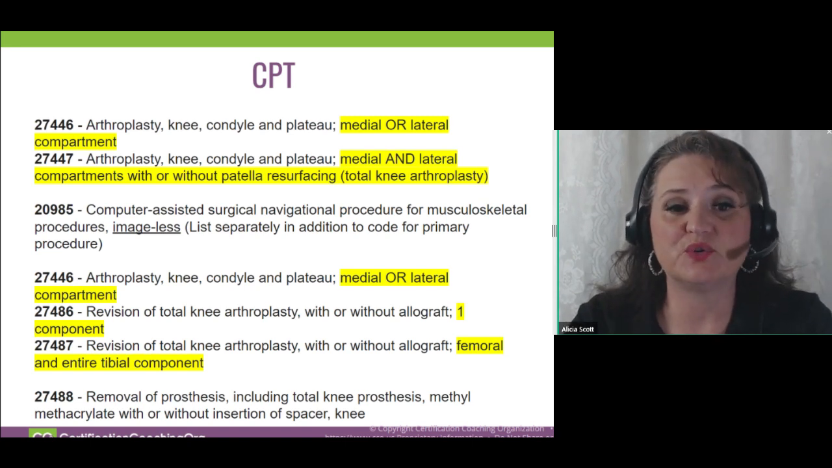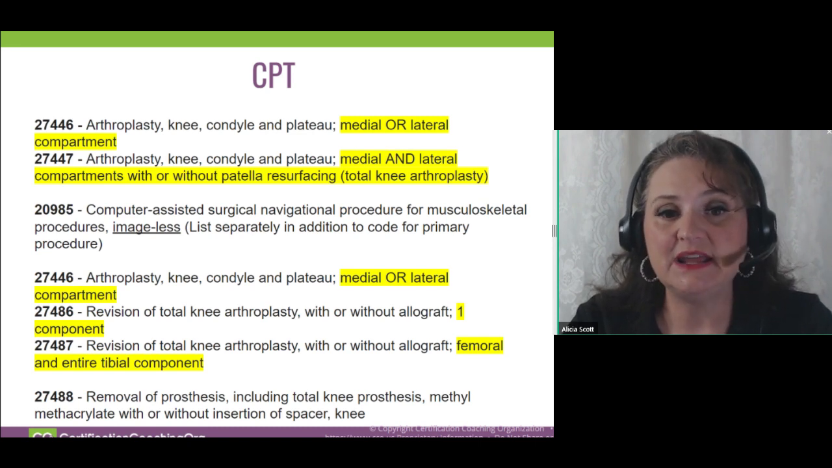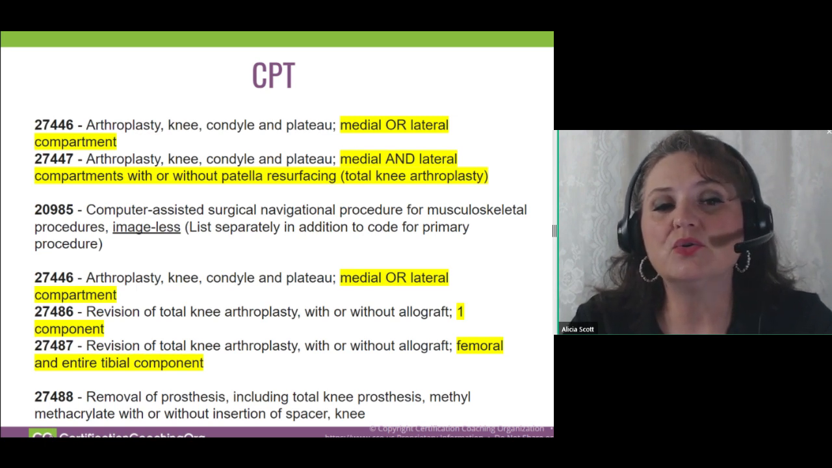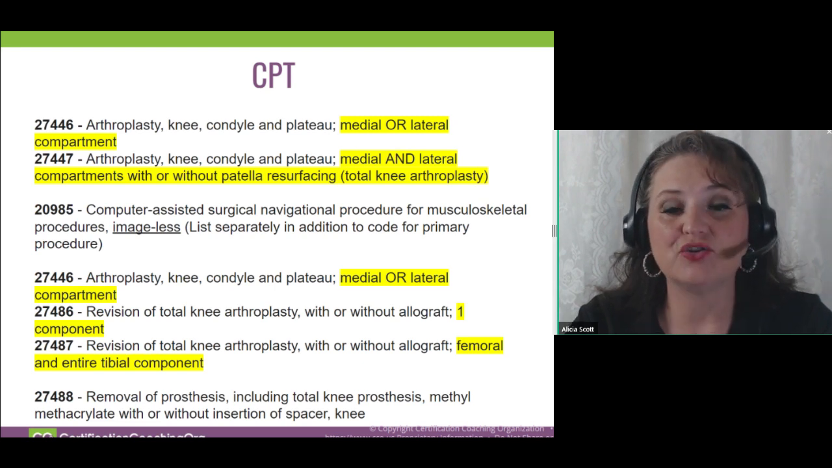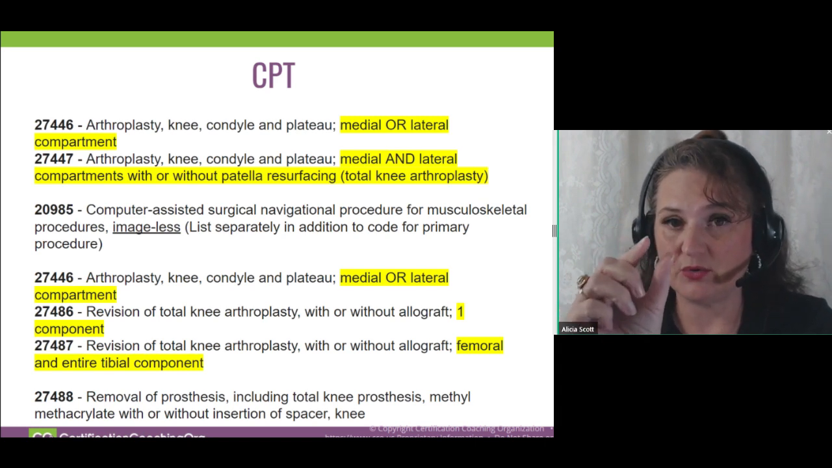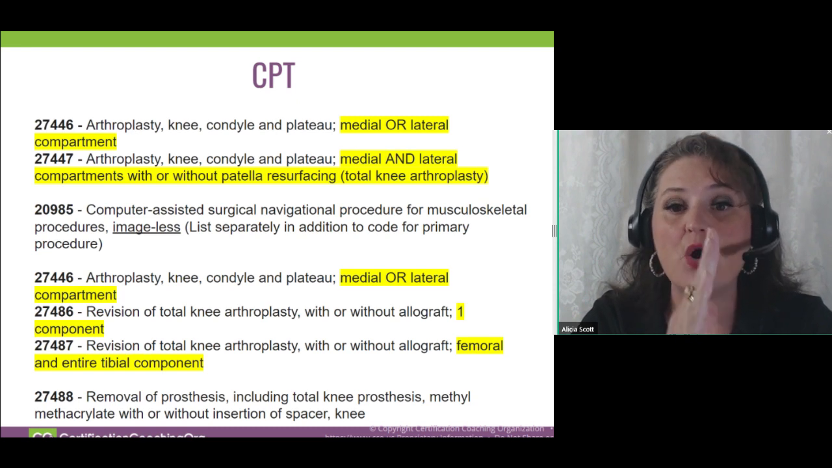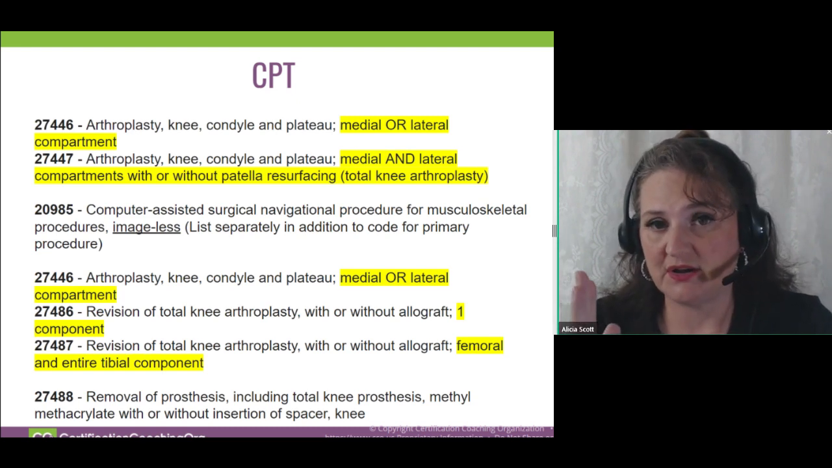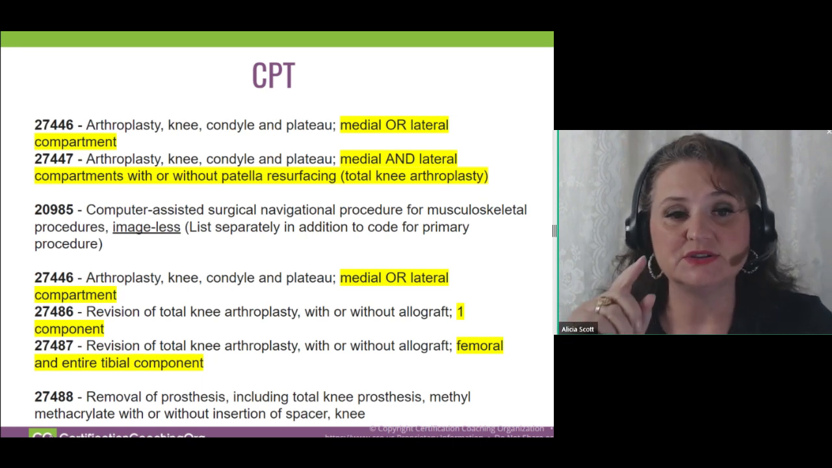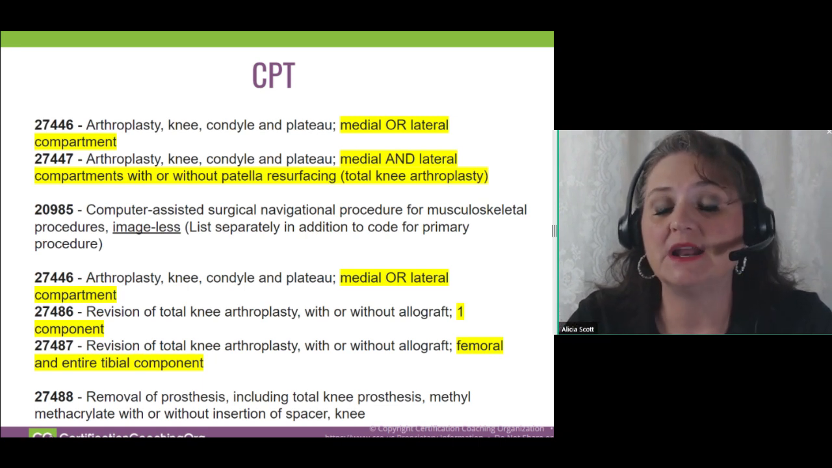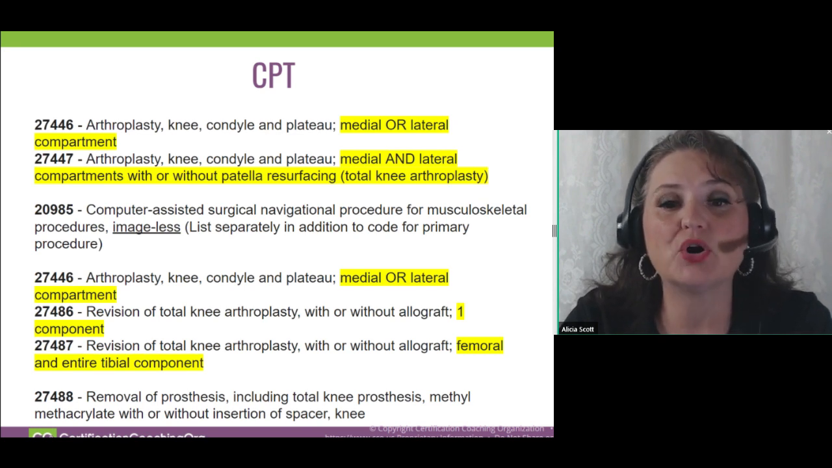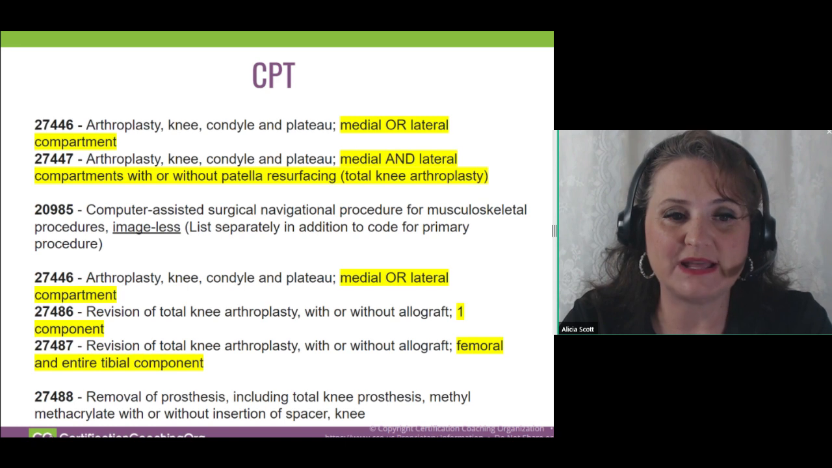The main code 27446, arthroplasty, because that's what we're doing, an arthroplasty of the knee, condyle, which is cartilage, and plateau, medial or lateral compartment. So this is a partial knee. You're going to either do the medial, going up from the big toe, or the great toe is what they call it, so the inside portion of the knee, or you're going to do the outer portion of the knee. One or the other, you're not going to do both. So this is the code for not a TKA, but a PKA, partial knee arthroplasty.